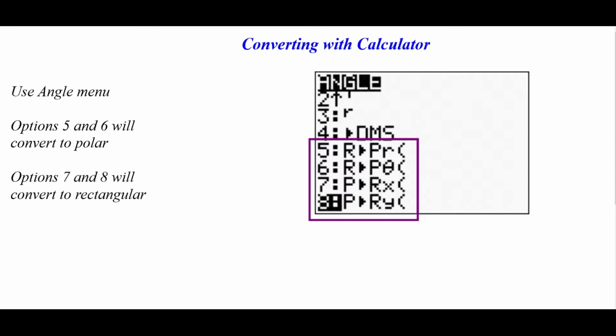All right, you can use your calculator to do these conversions. It's in your angle menu, so if you do second apps, remember, to get to your angle menu. Your bottom choices are the ones that will help you with this conversion. These first two are if you have rectangular, so the capital R stands for rectangular: rectangular convert to polar R value, and rectangular convert to polar theta value. So you have to do two separate functions to get each coordinate. And then the bottom two, 7 and 8, are if you have polar and you're converting to the rectangular x coordinate, and polar convert to your rectangular y coordinate.